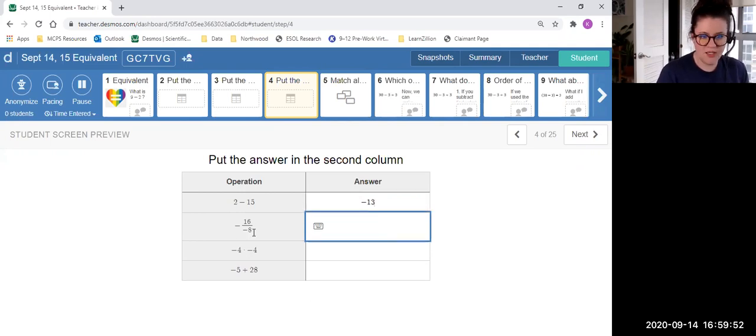Our next one, -16 divided by -8. Negative divided by a negative is a +2. A negative times a negative, right? Maybe I should write that down real quick.